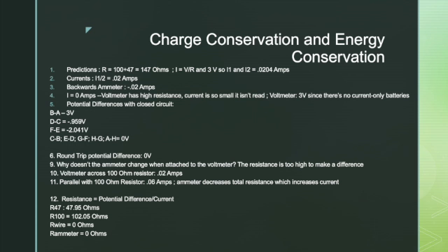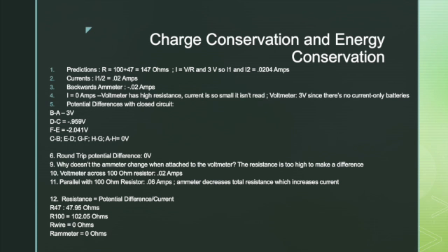So for part 1, I had to make predictions, and I predicted it to be 0.02 amps, and it ended up being 0.02 amps. And for the backwards ammeter, it was just negative 0.02 amps. For part 4, I ended up with 0 amps. This is because the voltmeter has a high resistance, and the current is so small it can't be read. And the voltmeter read 3 volts since there is no current, so only the charge of the batteries is considered.